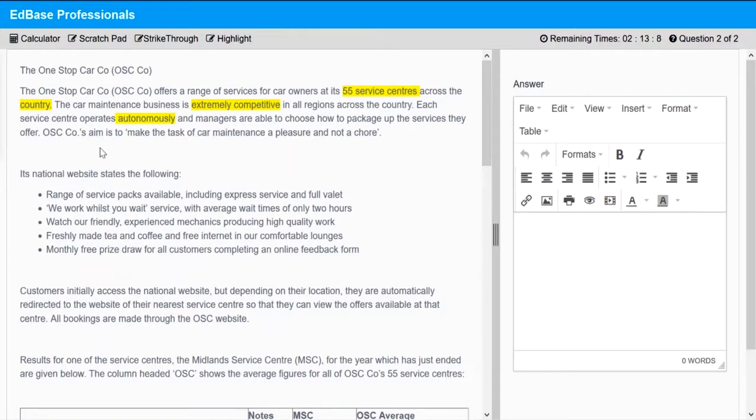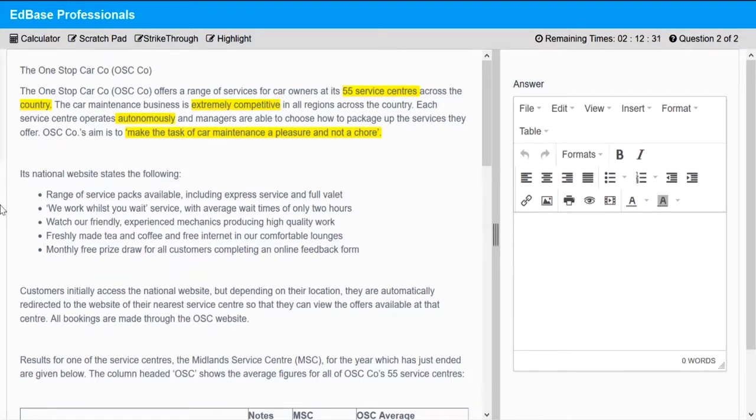The company's aim is to make the task of car maintenance a pleasure, not a chore. That means the objective of the company is to make the car maintenance job a very pleasant and nice one for the customers. So you can highlight it because it's the aim of the company. All right, so what have you got from the first paragraph? 55 service centers across the country, an extremely competitive market, the centers can make their own decisions, and their objective.